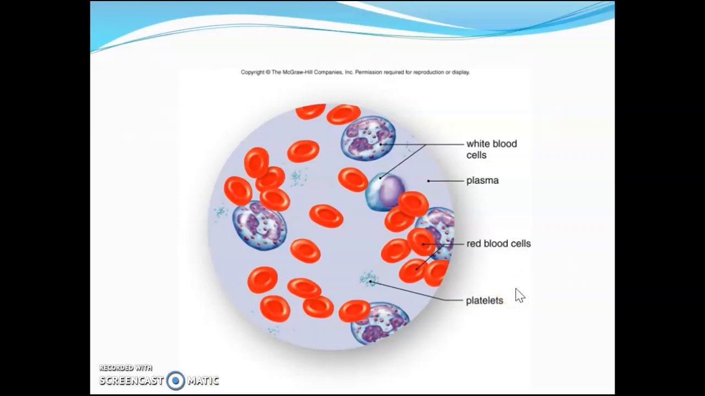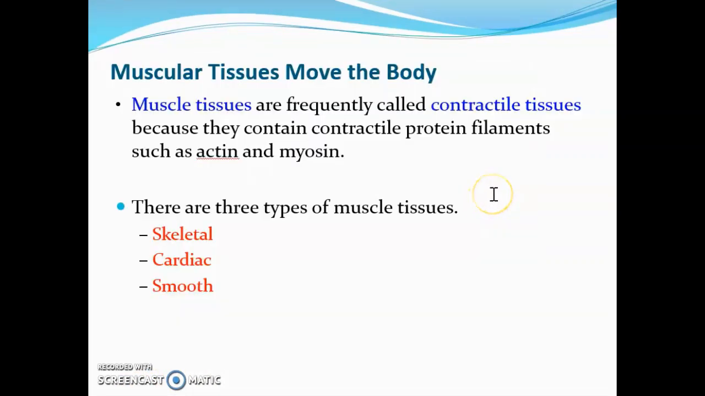Now we look at the last component of the blood, which is the platelets. Platelets play a very important role in blood clotting. Platelets are very often described as having an irregular shape and have no nucleus.